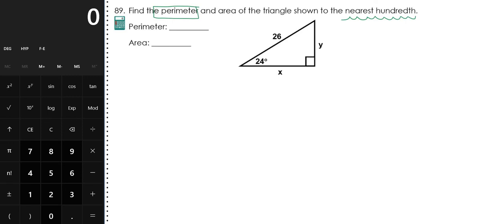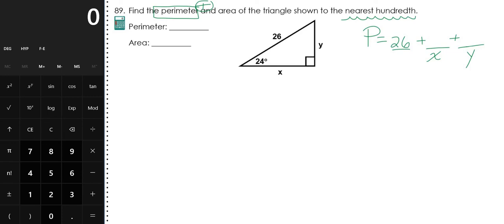To find the perimeter, you're going to be adding all the side lengths together. Right now, we only have one side length. So we're going to have to solve for x and y before we can get the perimeter. If I start setting up my perimeter problem here, I'm going to have 3 spaces because there are 3 side lengths. One of them is going to be the 26, another one's going to be the x value, and the last one's going to be the y value.